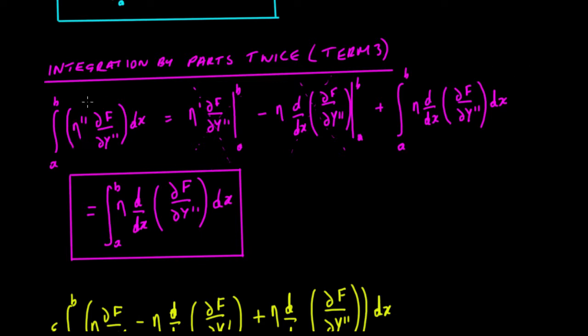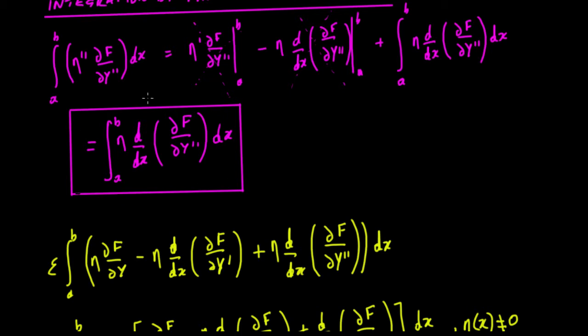So this is the function here we want to change. We end up with eta derivative partial f by partial y double derivative from a to b, minus eta d by dx of partial f by partial y double derivative from a to b, plus the integral from a to b of eta d by dx partial f by partial y double derivative by dx. Now the first two terms here are going to disappear because eta, as I mentioned before, and eta derivative are equal to 0 at points a and b.